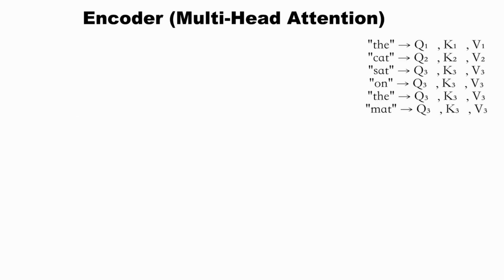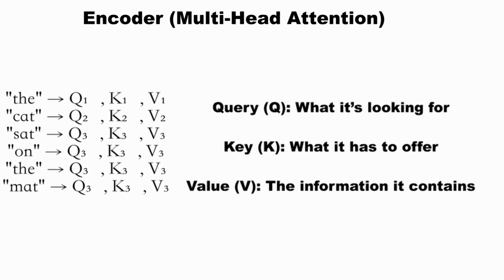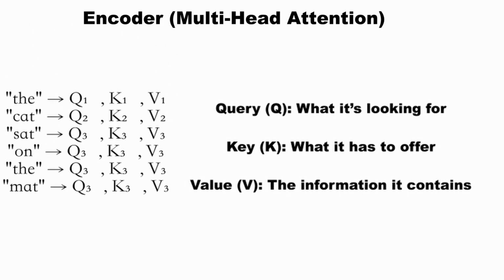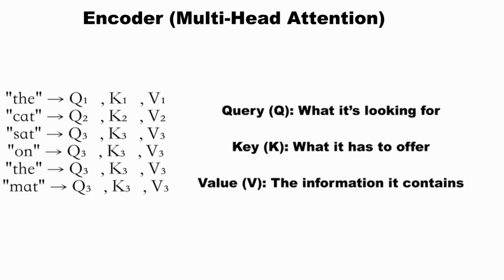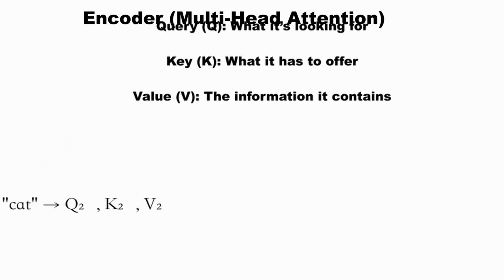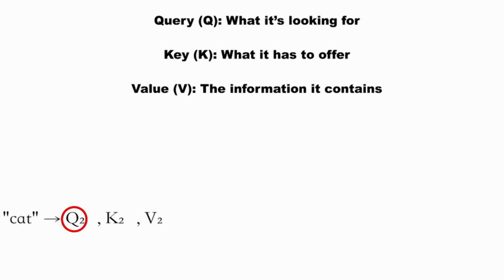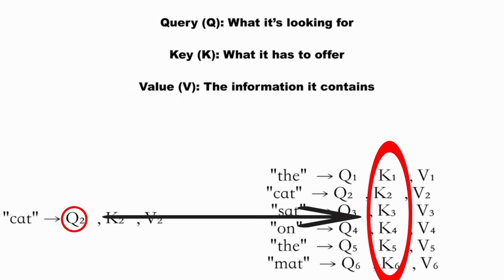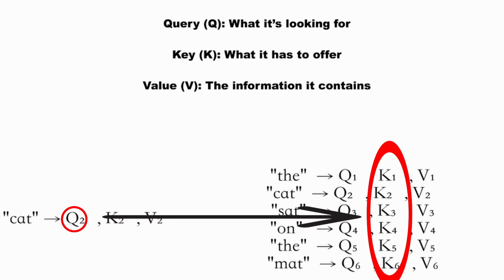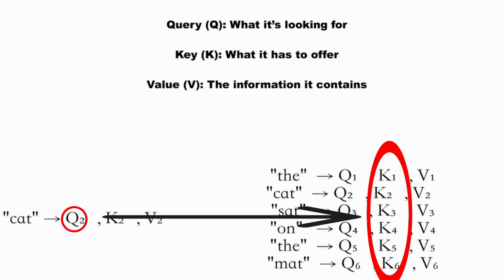separate learned matrices. First, the query, what it's looking for. Next, the key, what it has to offer. And finally, the value, the information it contains. Now, let's focus specifically on the word cat. We take cat's query, what it's looking for, and compare it to the keys of all the words, including itself. Think of it like checking each key to see which one matches to what our query is looking for.